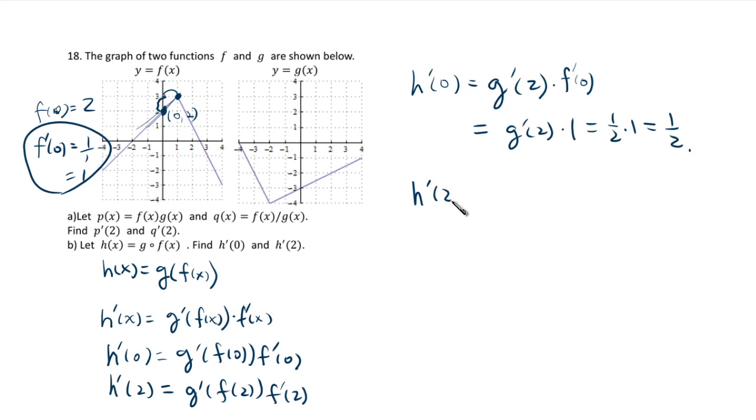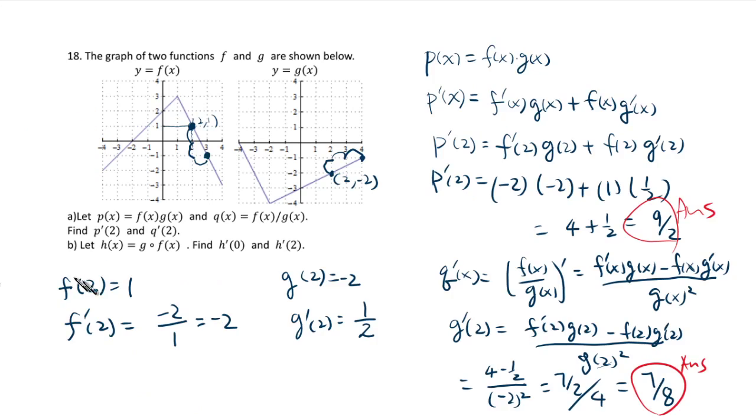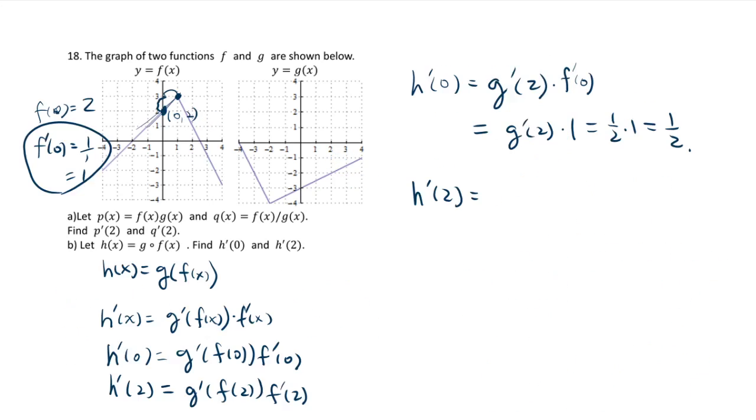H prime of 2 is g prime of f of 2 times f prime of 2. Let's also look at that. We just did it. F of 2 is 1, f prime of 2 is negative 2. So it's g prime of 1 times negative 2. Okay. F of 2 is 1, f prime of 2 is negative 2.